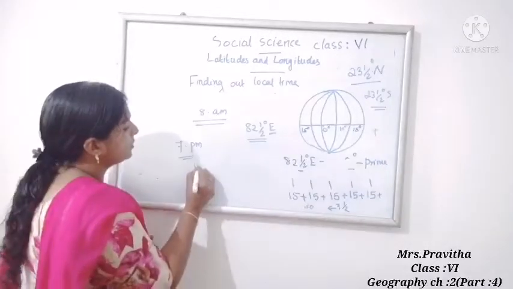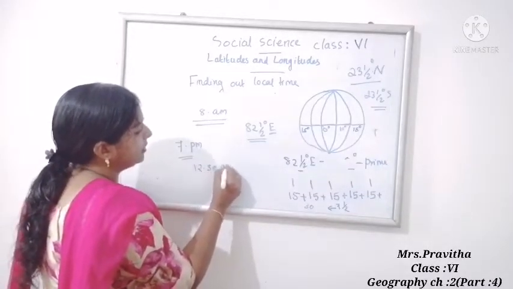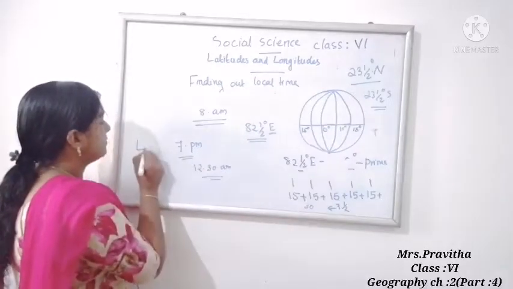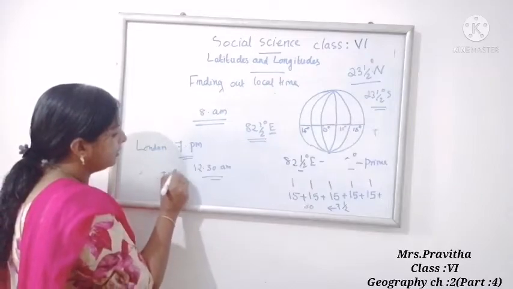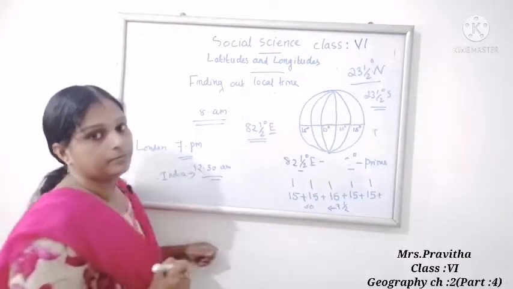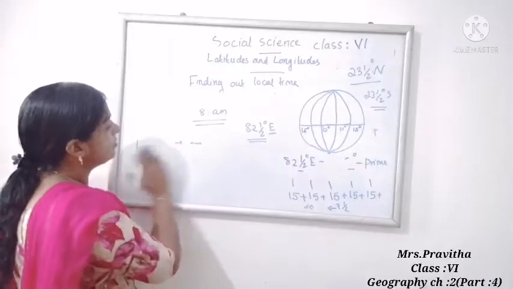Okay, so what about the time? 12:30 a.m. in India. London, if it is 7 p.m., what about the time in India? In India it will be 12:30 a.m. Okay, now ma'am is giving one more example.